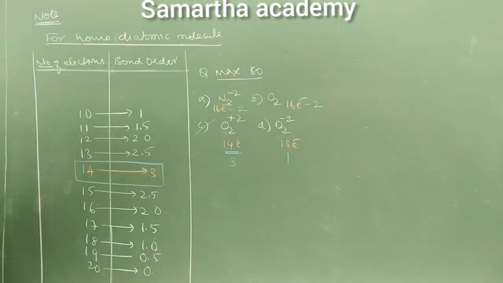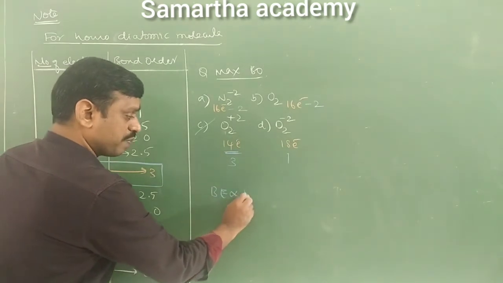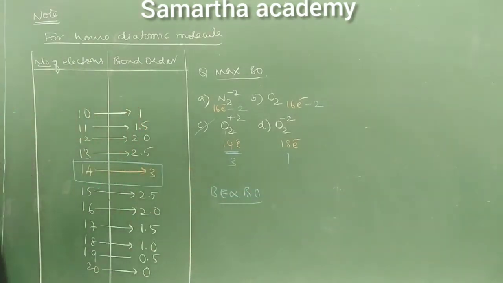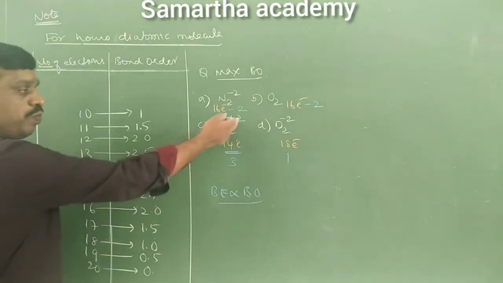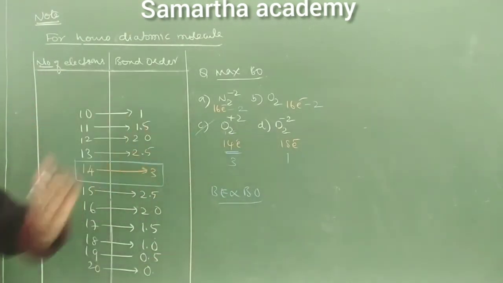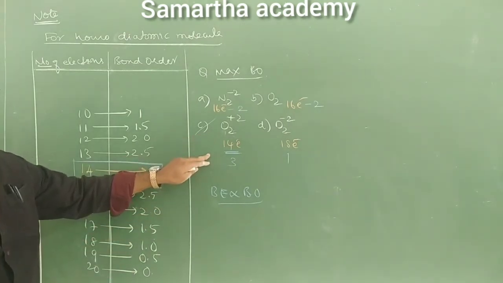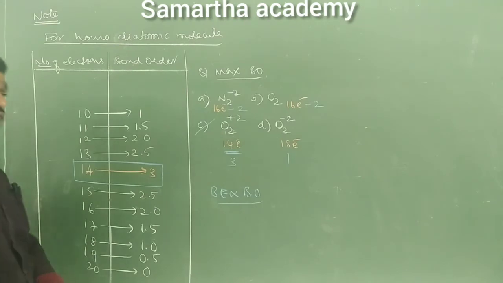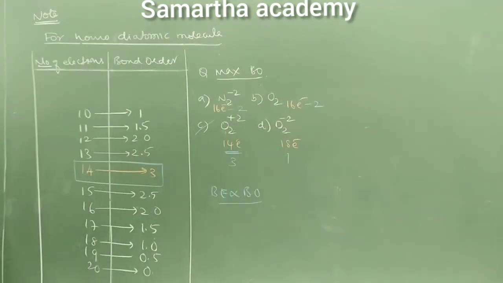Next, one more question. Which of the following has more bond dissociation energy? So bond breaking energy or bond energy is directly proportional to bond order, right? So they say same here. O2 plus 2 has more bond order, more bond breaking energy, bond dissociation energy. Which of the following has minimum bond energy? Same, minimum bond order.